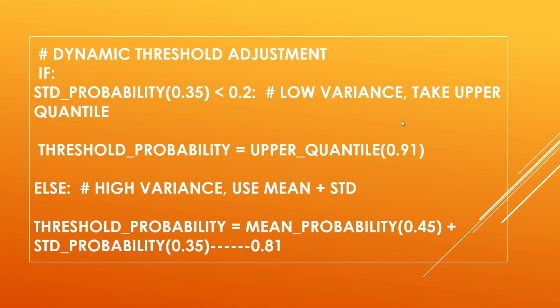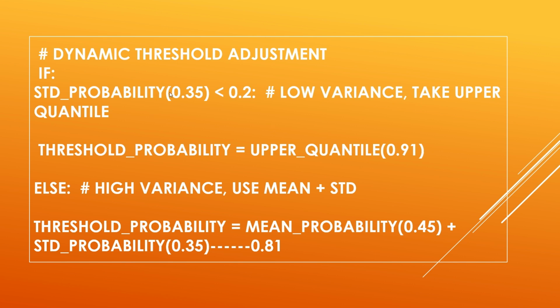So here is the formula. As you can see, the standard probability deviation in our case is 35%, 0.35. If it is less than 20%, I am treating this value of 20% as low variance. Logically, 20% of 100% is low. You can change it, you can take any value as per your business requirement. So if the value is less than 20%, it will take the upper quantile, in our case 0.91. So the threshold will become 0.91 if the standard deviation is less than 20%, which I am treating as very low variance.